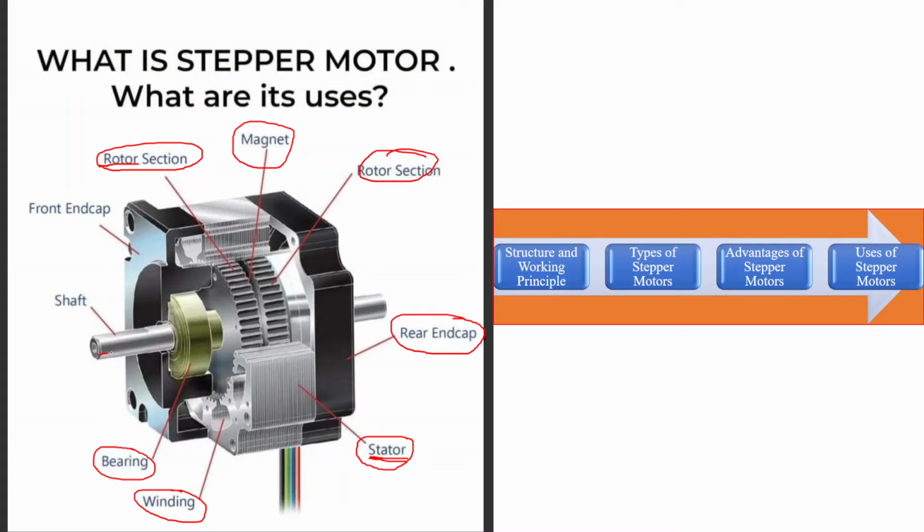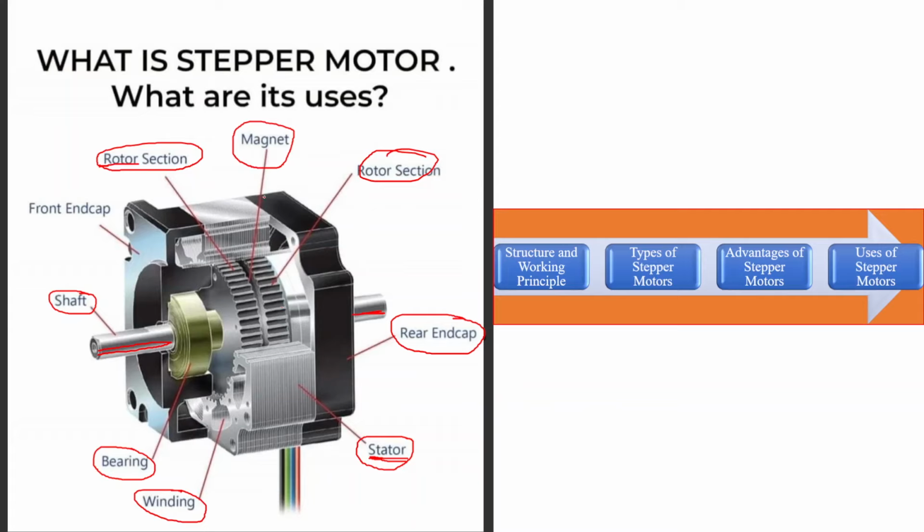Next one we have the shaft. The shaft is a central component that connects the rotor to the external load or application. As the rotor rotates, the shaft transfers the rotational motion to the connected machinery or system.